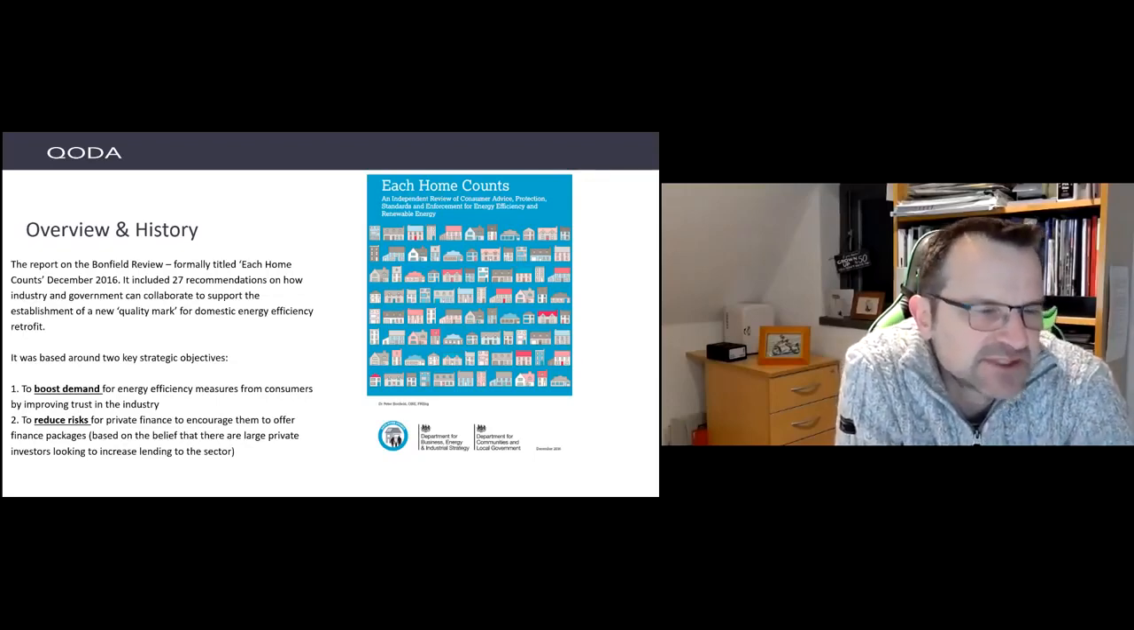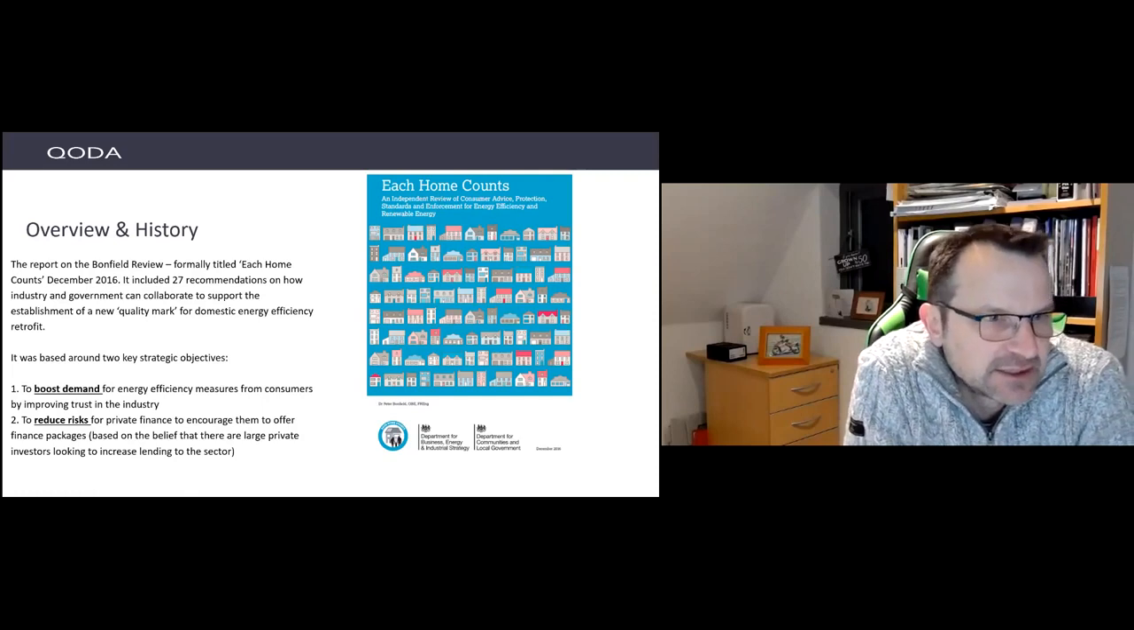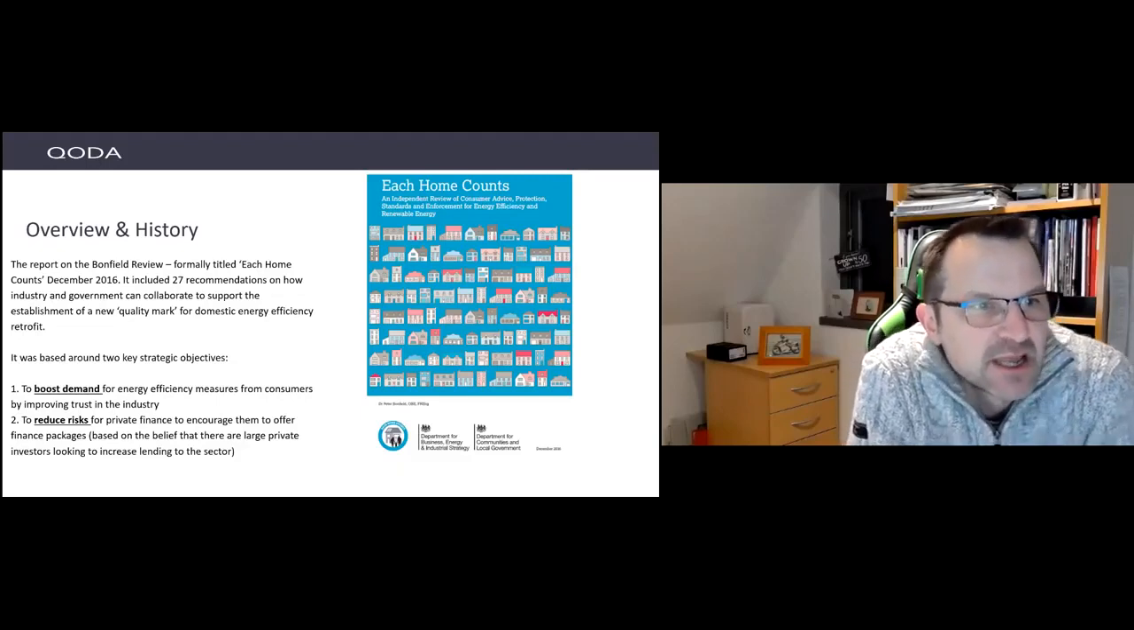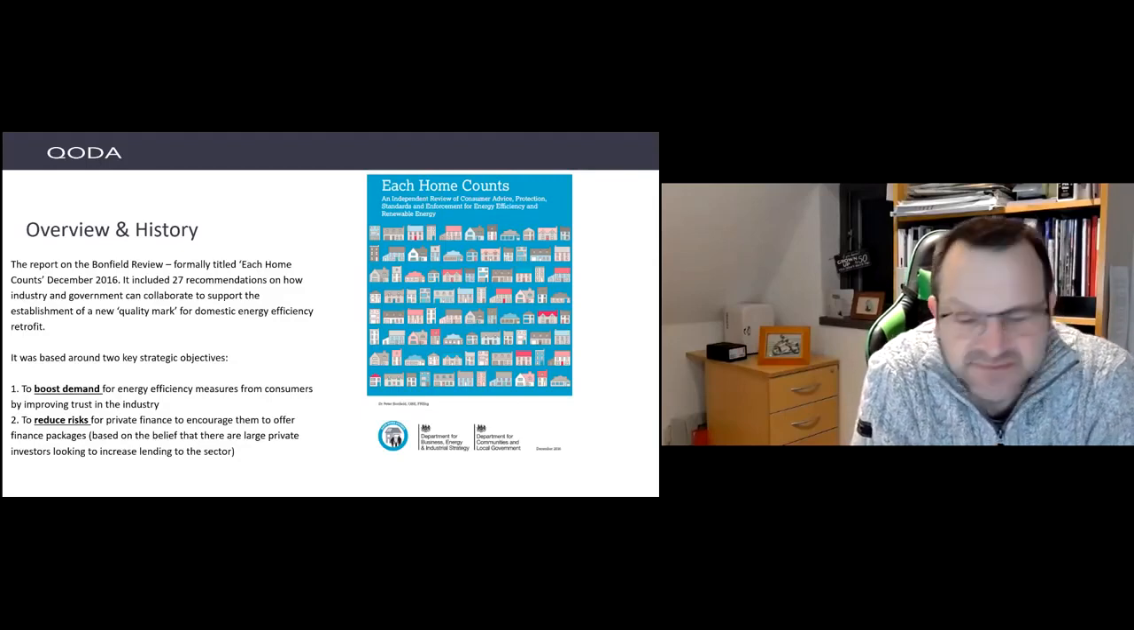which is now, unbelievably, 6 years old. And it had at least 27 recommendations on how industry and government could collaborate to support the establishment of a quality mark for domestic energy efficiency retrofit.